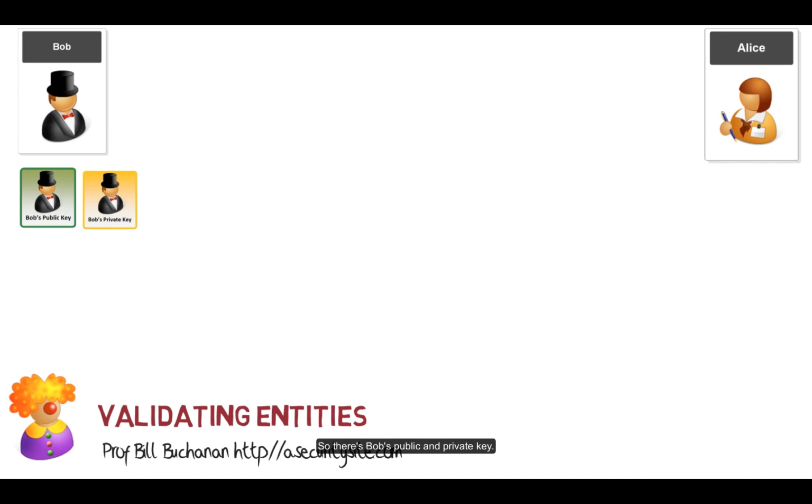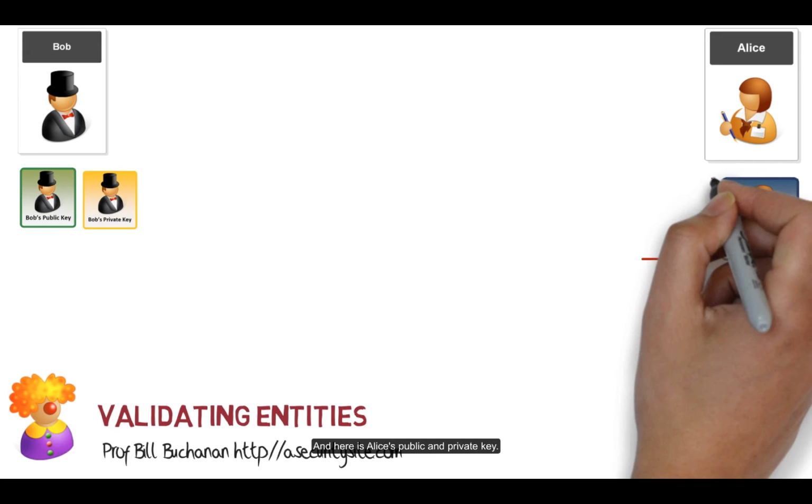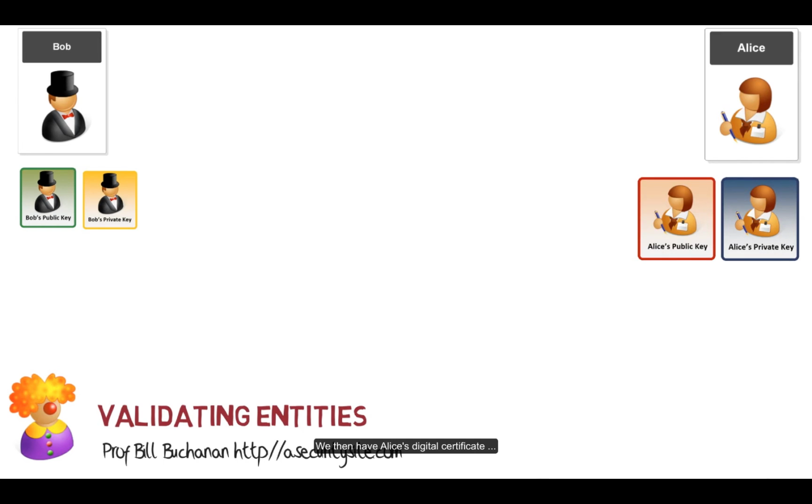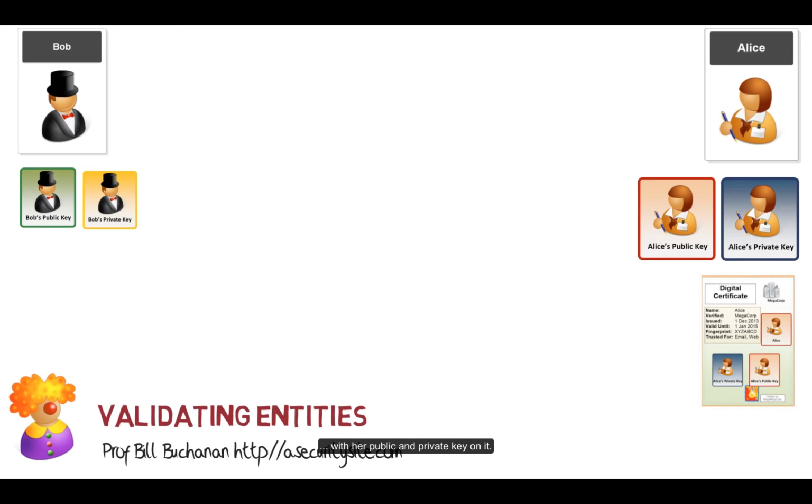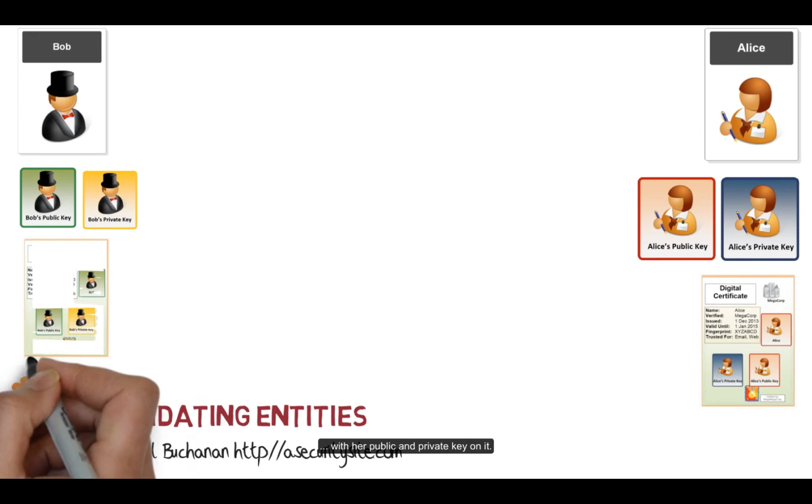Okay, so there's Bob's public and private key. And we've got Alice's public and private key here. And then we've got Alice's digital certificate with her public and private key on it. And there is Bob's.